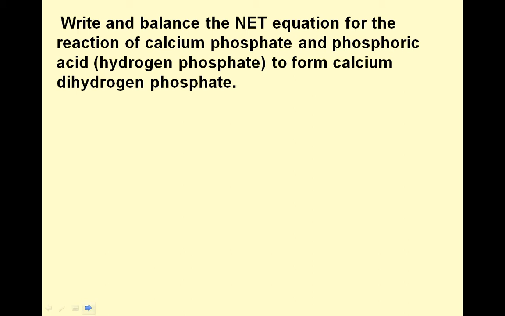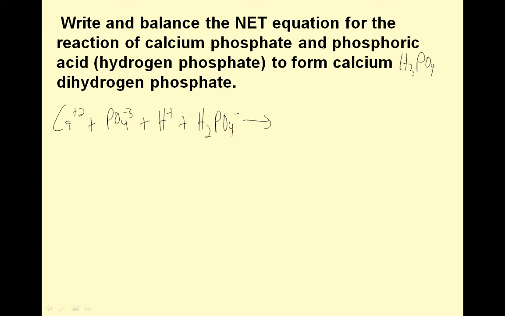Write the net equation for the reaction of calcium phosphate and phosphoric acid to form calcium dihydrogen phosphate. So for the net equation, we assume everything is aqueous. So calcium phosphate, they tell us it's aqueous. Notice how I don't have to crisscross the charges. Phosphoric acid is not strong, so I have to write it as ions. H positive plus H2PO4. Hope you know phosphoric acid is H3PO4, but I write it as ions, to form calcium dihydrogen phosphate.